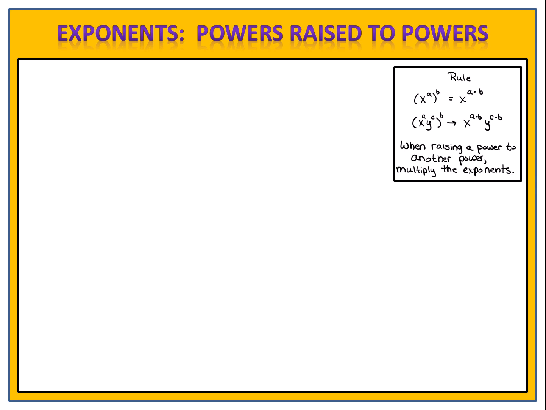Next, let's take a look at an expression that has an exponent that's a binomial. Here we have x to the 4a minus 1 power, all raised to the 5th power. We use the same rule that we've used already. We have an inside exponent that goes with the base of x, 4a minus 1, and the outside exponent of 5. We're going to multiply those together.